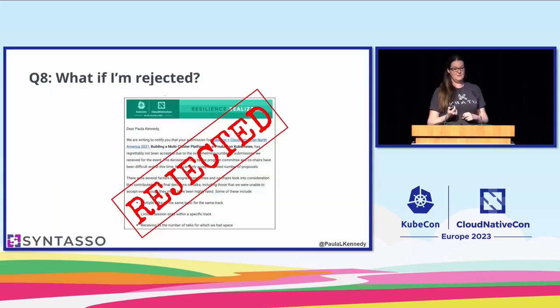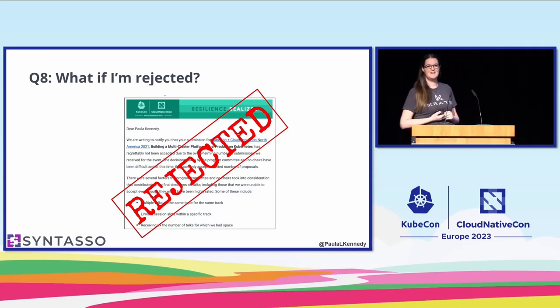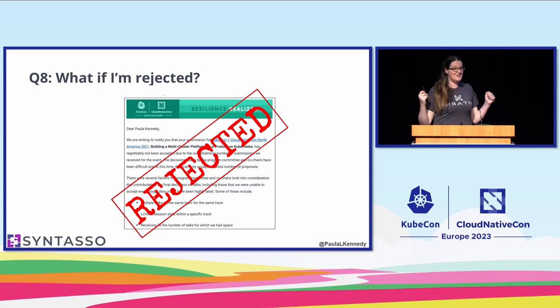What if I'm rejected? Well, I've been rejected from KubeCon five times, I think. This is my first ever KubeCon that I got accepted, so very exciting. Thank you. But it happens all the time. The thing with being rejected is it's not personal. Sometimes your talk doesn't quite fit. Maybe it's not quite the right story. Maybe it's, you know, the wrong format. You can't take it personally, right? If you get rejected from one place, submit somewhere else. You will find a place that your talk will fit.